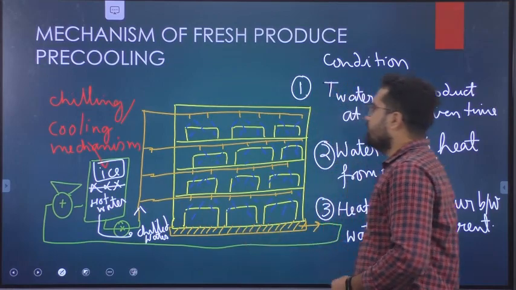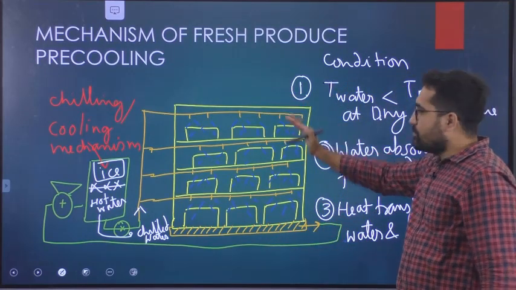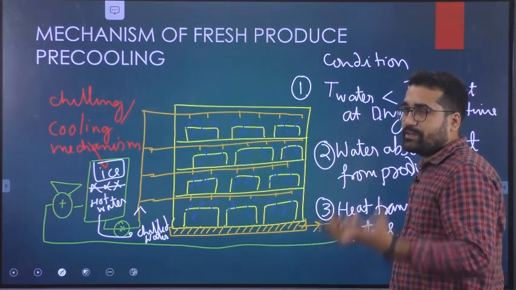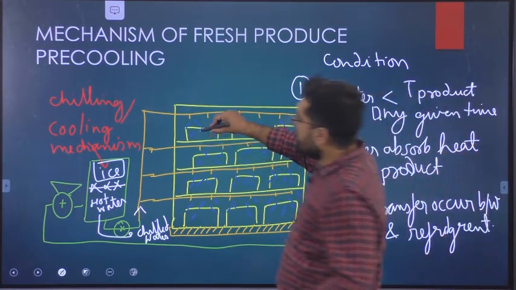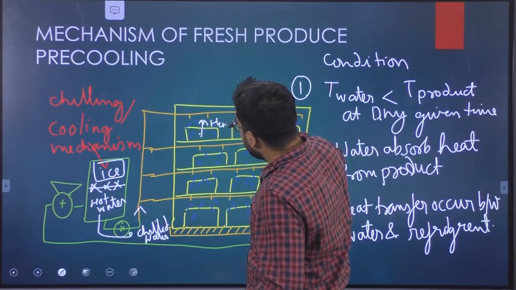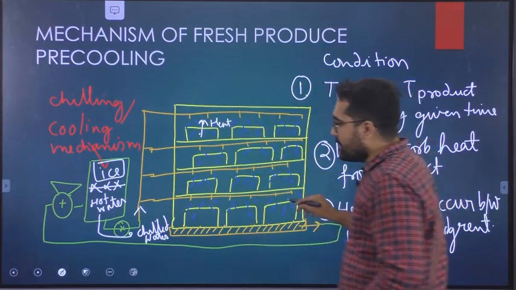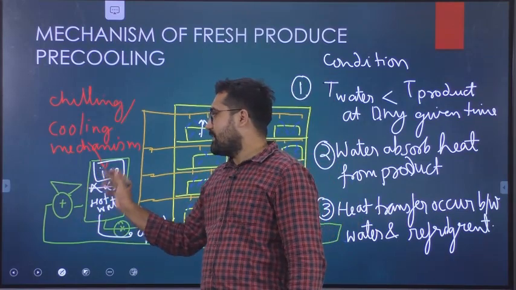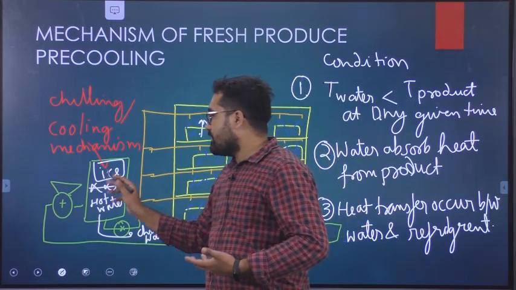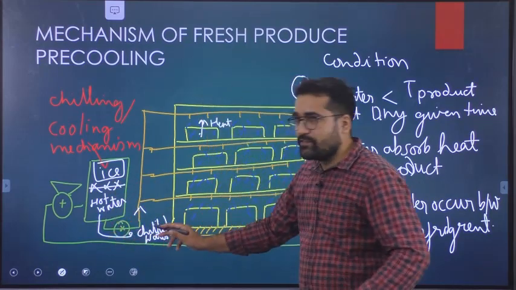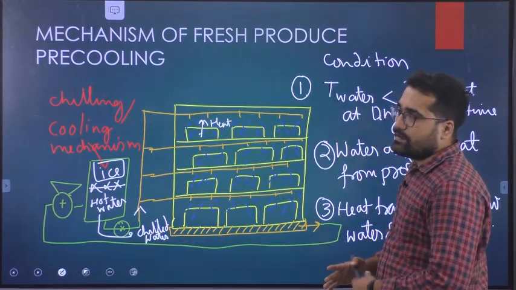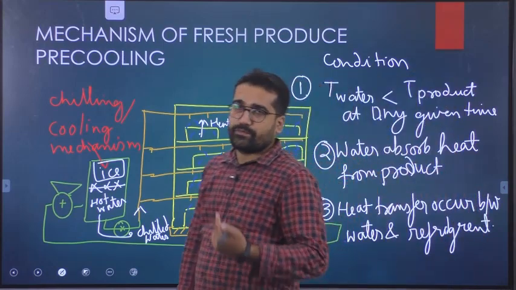First, what will happen? We will reduce the temperature of the room, and then we sprinkle the water over the product. Heat from the product will be transferred to the water, and then this water gets heated, and this water will be again fed to the system, where again heat transfer will occur between the refrigerant and the hot water, and again the water will get chilled, and this is how it will happen. This is about the water or hydro type pre-cooling system.